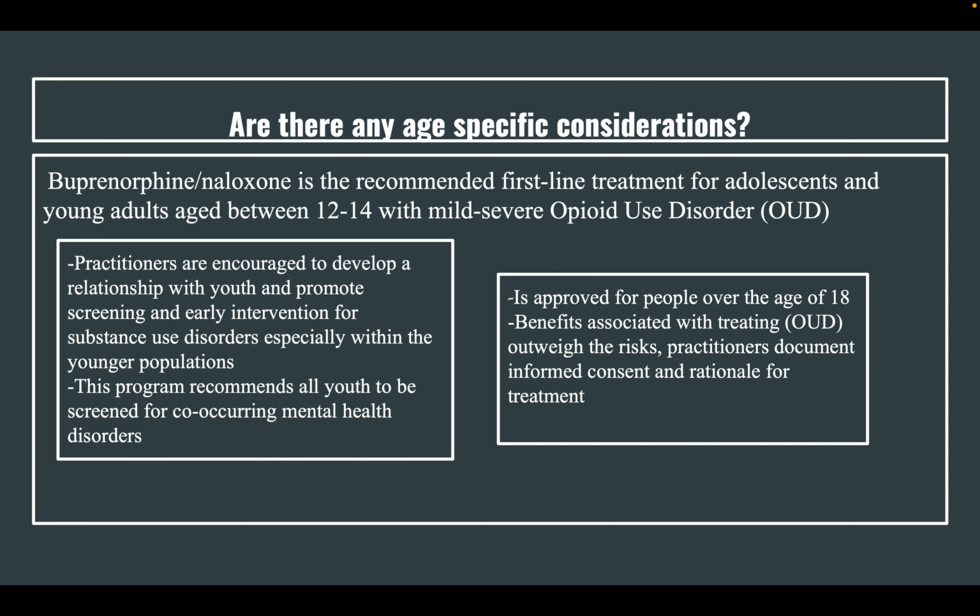Practitioners are encouraged to develop a relationship with youth and promote screening and early intervention for substance use disorders, especially within the younger population. This program recommends all youth to be screened for co-occurring mental health disorders. It is approved for people over the age of 18, and benefits associated with treating opioid use disorder outweigh the risks. Practitioners document informed consent and rationale for treatment.